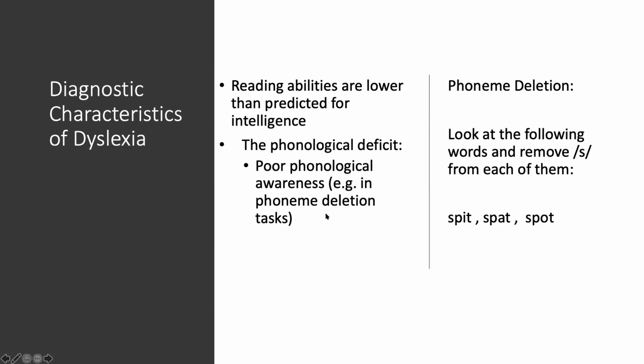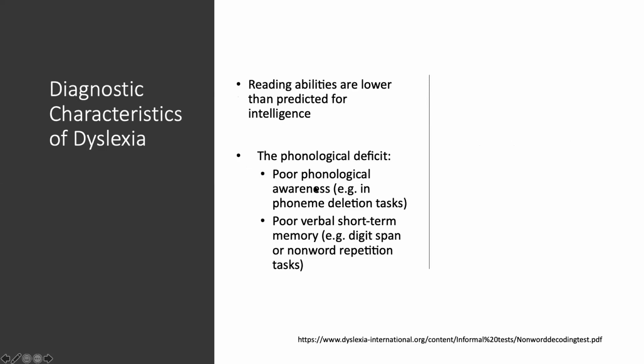If you ask a child with dyslexia to do what's known as a phoneme deletion task, they're going to have a lot of trouble. So if you ask them to take the words spit, spat, spot and remove the S from each of them so that you say pit, pat, pot, they'll have a lot of trouble doing this because of that overall phonological deficit. So that's just one example of how that plays out.